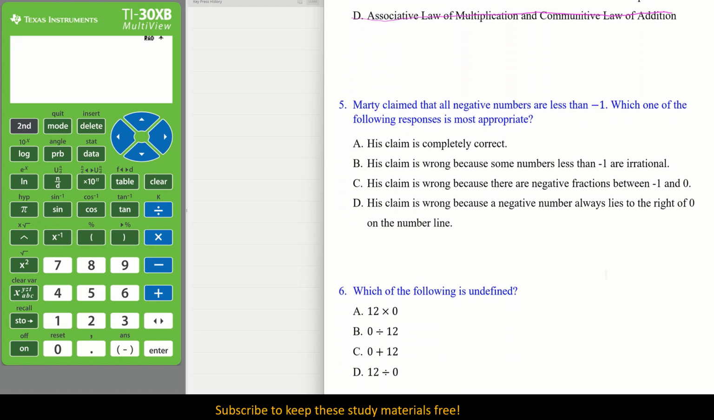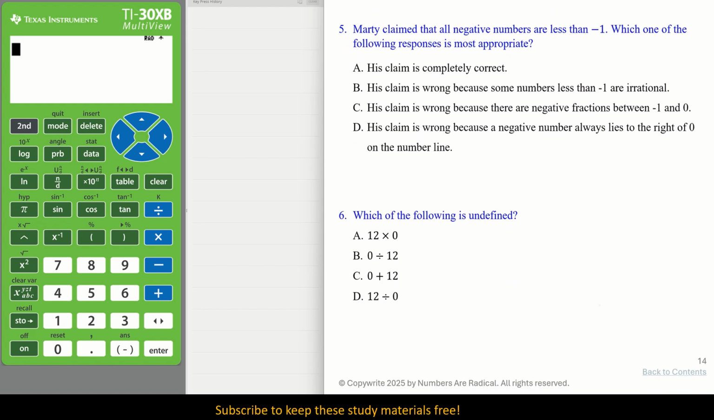Okay, let's look. Number 5. Okay. Marty claimed that all negative numbers are less than -1. Which one of the following responses is most appropriate? I like what Marty said, except for one thing. If he was talking about all integers, I would completely agree with him. I would say less than all negative. Well, you have to include -1, but I'll give him that.